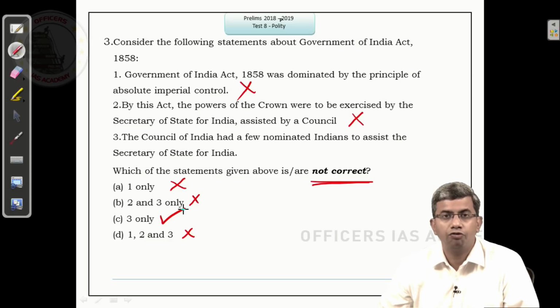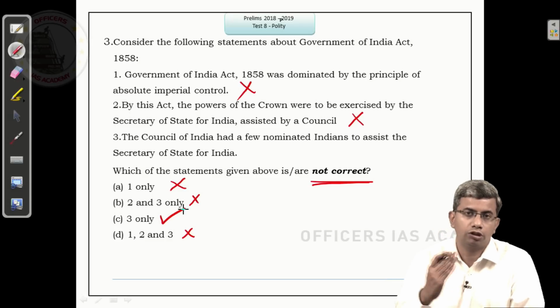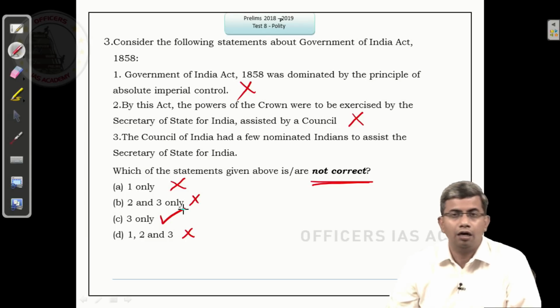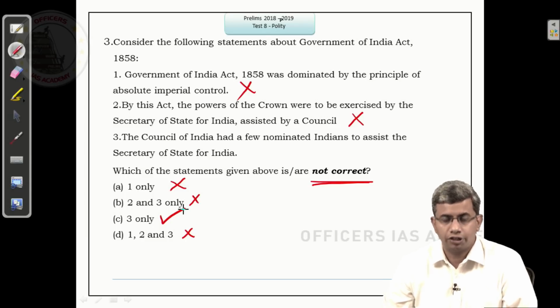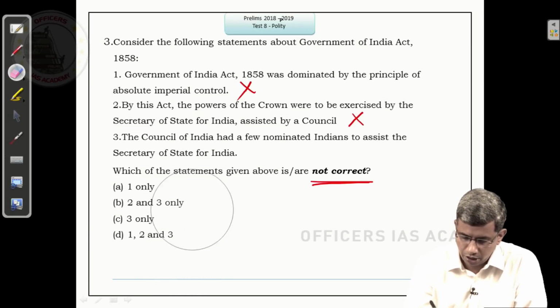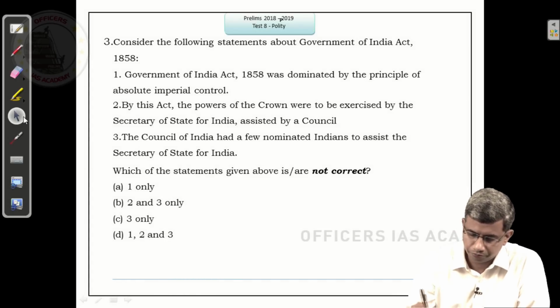And the Council of India had a few nominated members. No, the Indian Councils Act 1861 only started having Indians as non-official nominated members in the council. So the correct answer is C, 3 only.